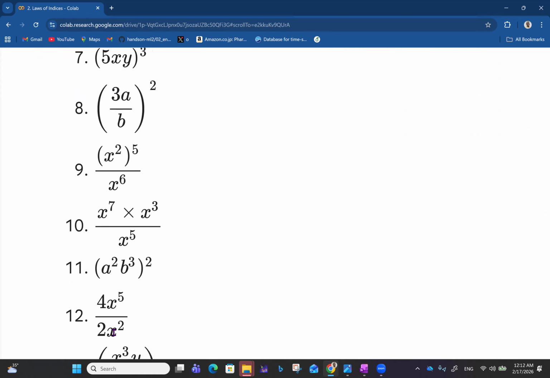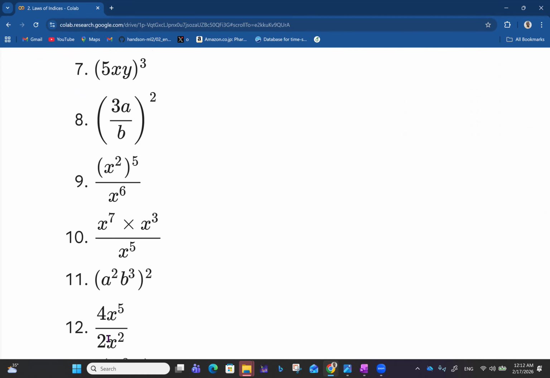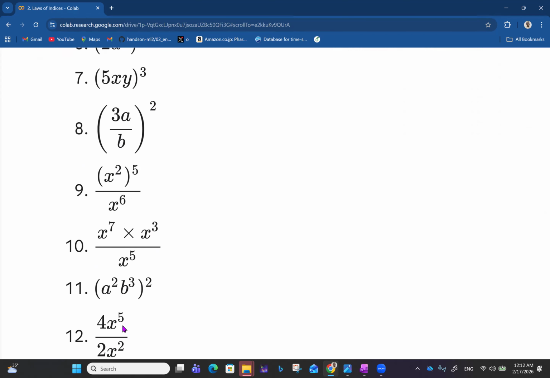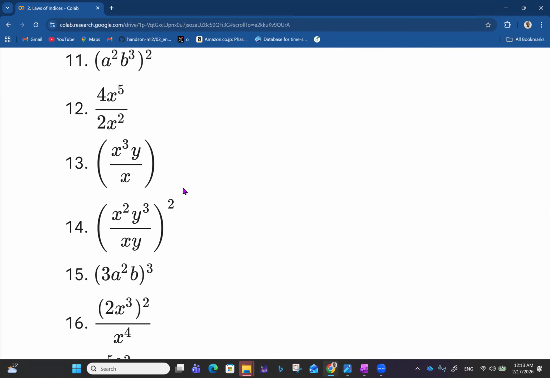So from 8 to 12, say 3a over b squared, that's 9a squared over b squared. This is x raised to power 10 over x raised to power 6, that's x raised to power 4 altogether. This is x raised to power 10 over x raised to power 4, that's x raised to power 5. This is a raised to power 4, b raised to power 6, because we multiply the powers. Then for 12, we have 4 over 2 x raised to power 5 x. So this will be 2 times x raised to power 3. And here we just have x squared y, basically, because there's no power here.